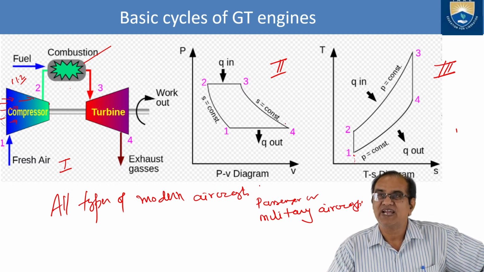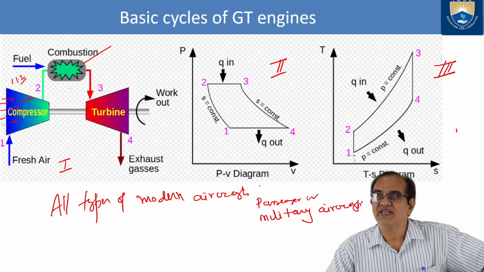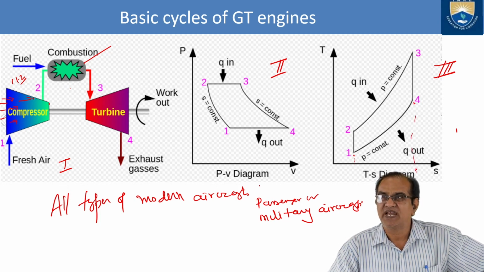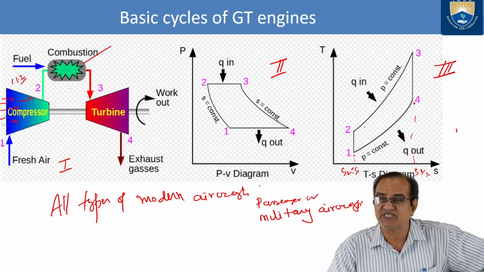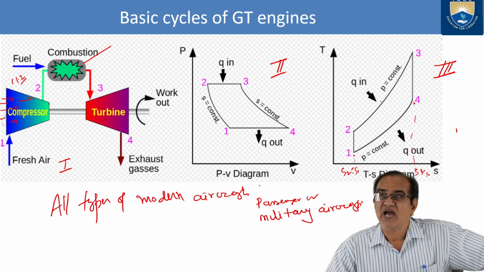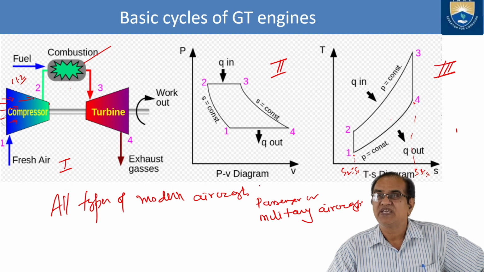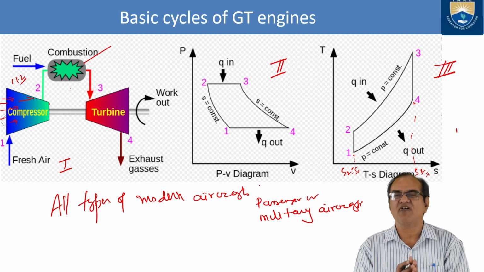3 to 4, which is the expansion in the turbine, is also an adiabatic process. 3 to 4, here also no change in entropy. S3 is equal to S4. Here S2 is equal to S1. So we have 1 2, one constant entropy process, the compression, and another 3 4 in the turbine. Both are adiabatic processes. Heat addition is isobaric or constant pressure, and exhaust is also a constant pressure process. So in this way I have explained the basic cycle of the gas turbine engine.